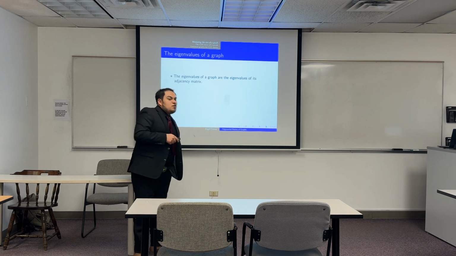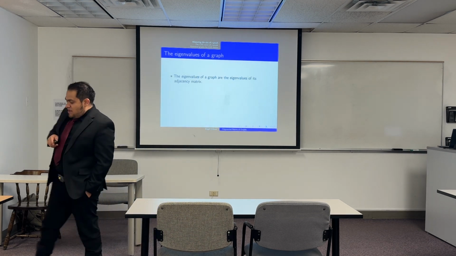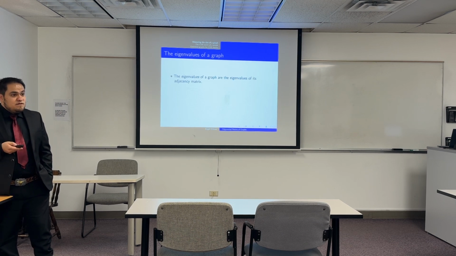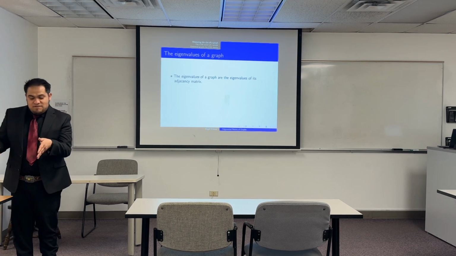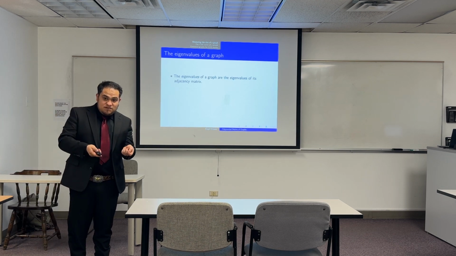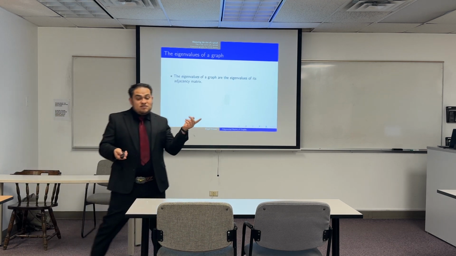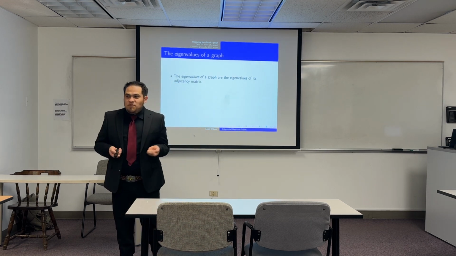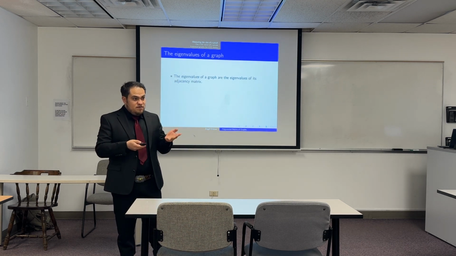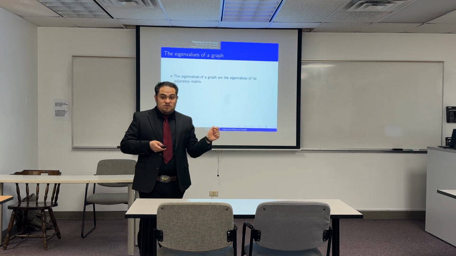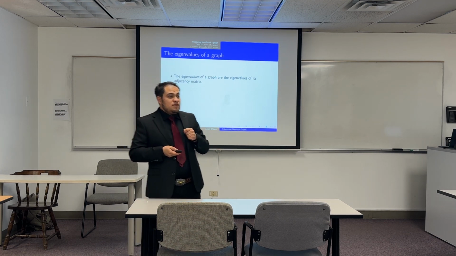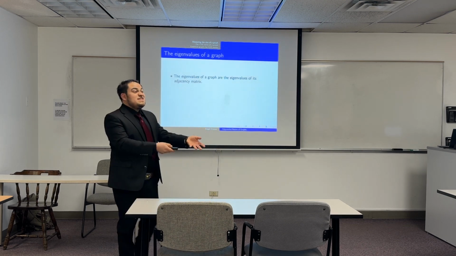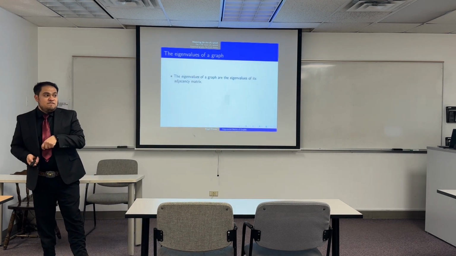The eigenvalues of a graph are just the eigenvalues of its adjacency matrix. So once again, I start with this graph, I construct its adjacency matrix, and I look at the eigenvalues of the adjacency matrix. I remember that from linear algebra: I look at the characteristic polynomial for the matrix and I find its roots. Those are the eigenvalues of my adjacency matrix. I'm defining those as the things that I'm calling the eigenvalues of the graph. Okay.